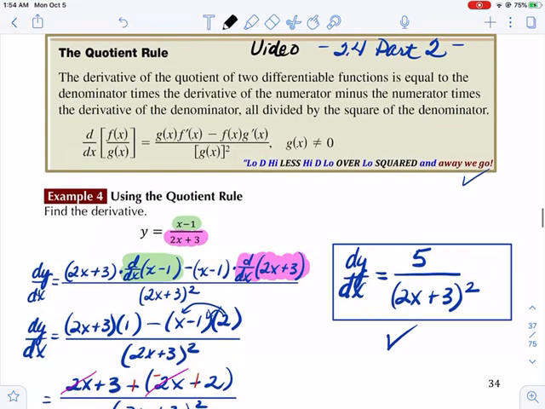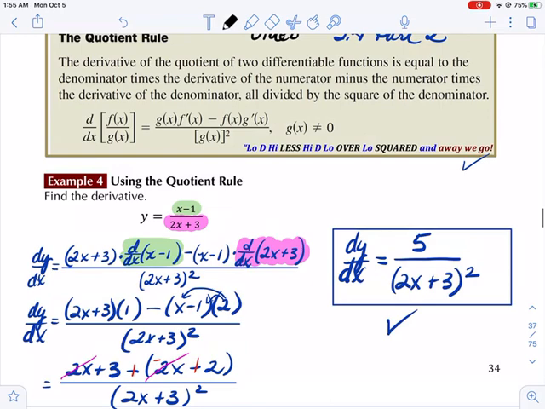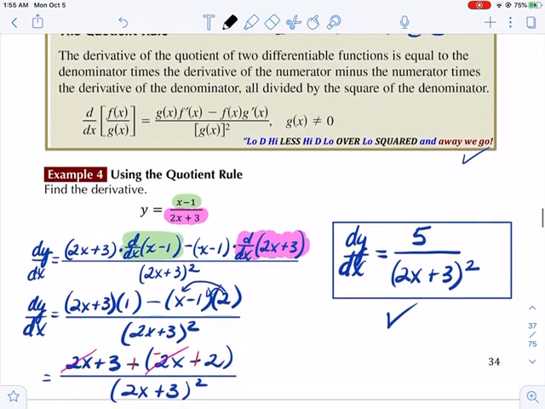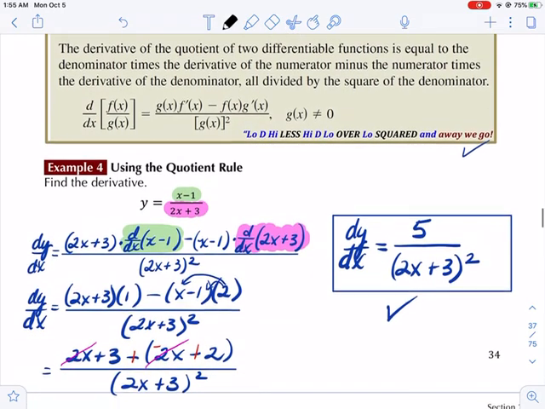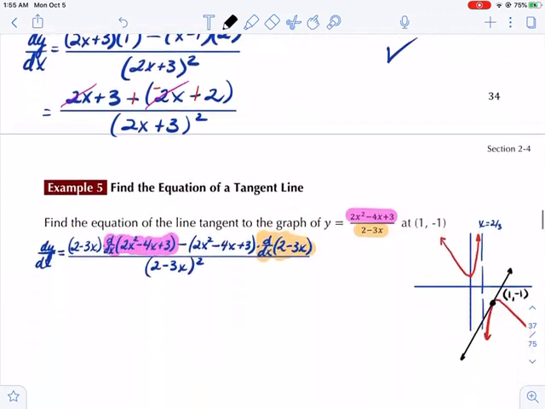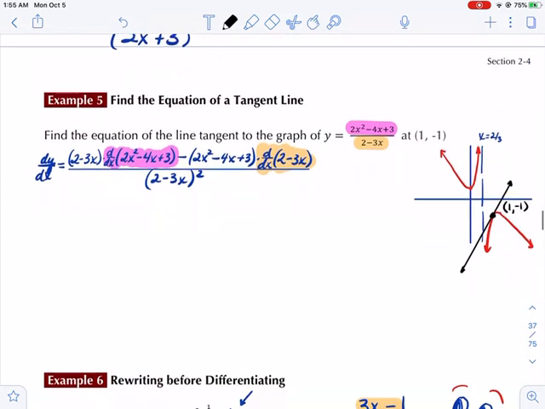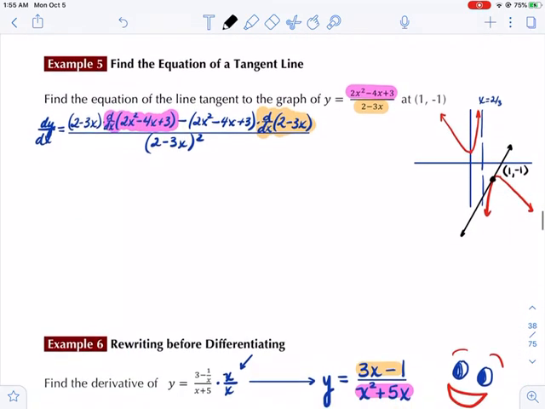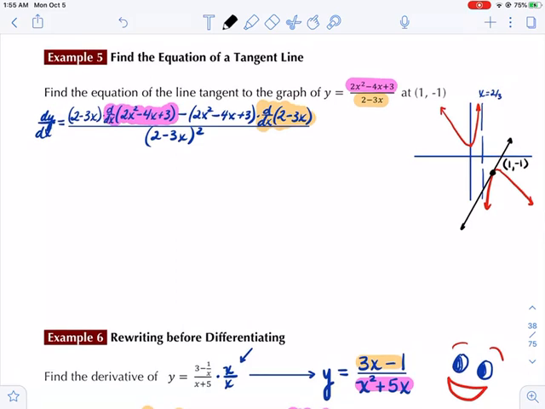Okay, we're back on 2.4 part 2, the product rule and quotient rule, and this is the last problem we left off with, using the low d high less high d low over low squared, and away we go. There's your quotient rule. So we've got another quotient rule problem here, but we want to find the equation of the tangent line. So find the equation of the tangent to the graph of y is equal to 2x squared minus 4x plus 3 over 2 minus 3x.